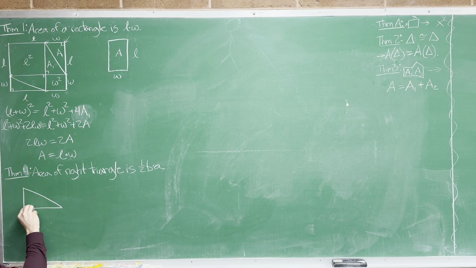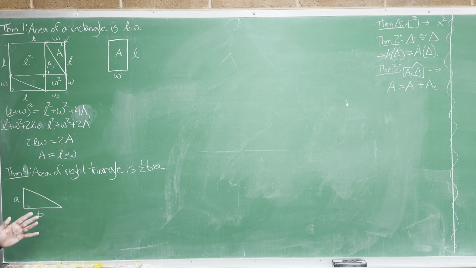Any right triangle you choose, I'm going to call that side A and this side B. Just make B the base. With me so far? Yeah. Now our job is to get the area of this right triangle.